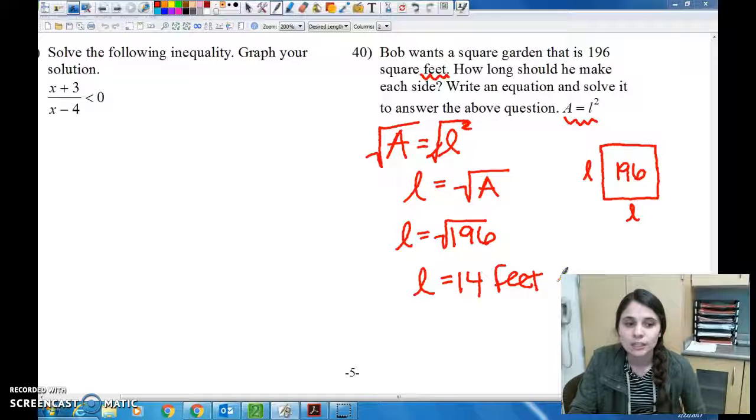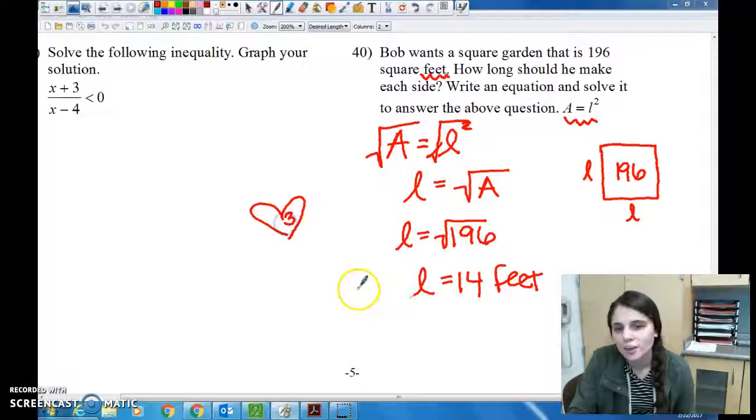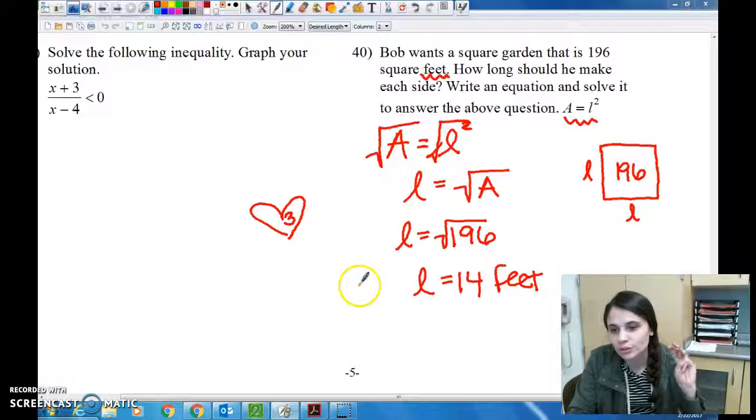Your last bonus point you can earn is if you draw a heart around number 3 on your test, then I will give you 1 extra bonus point. So there's 3 bonus points available, so hopefully you can find all 3.